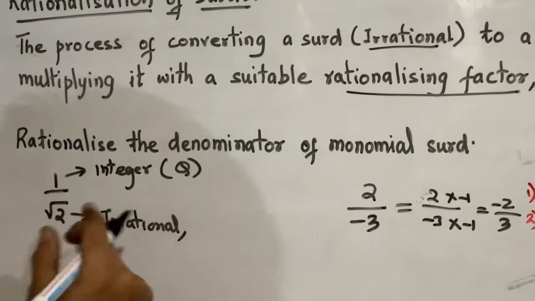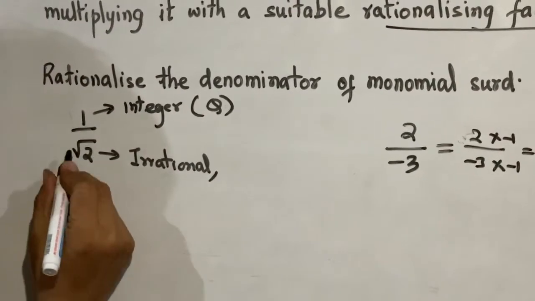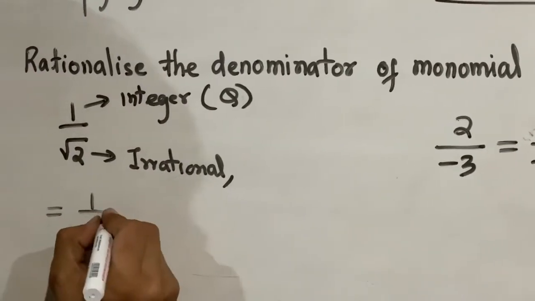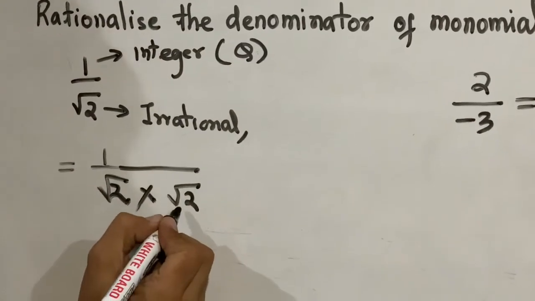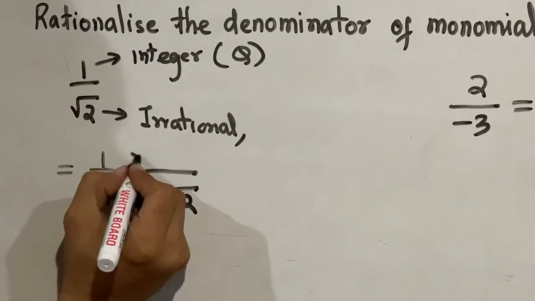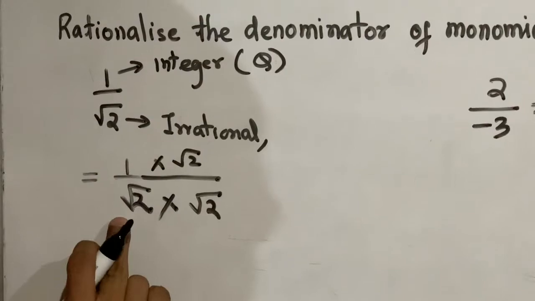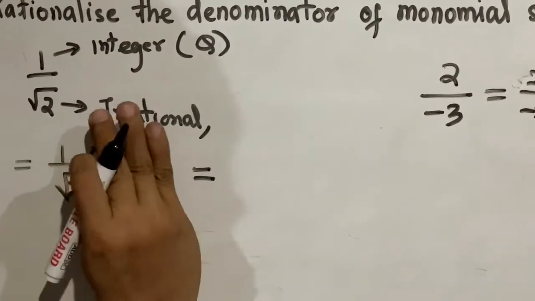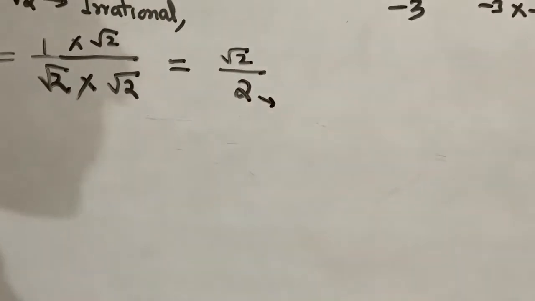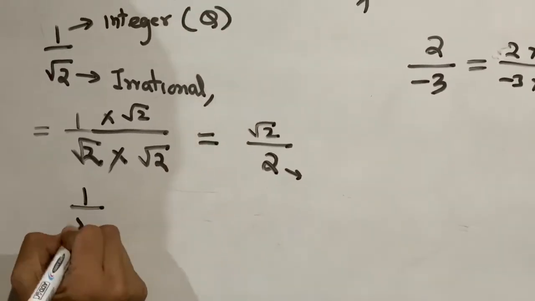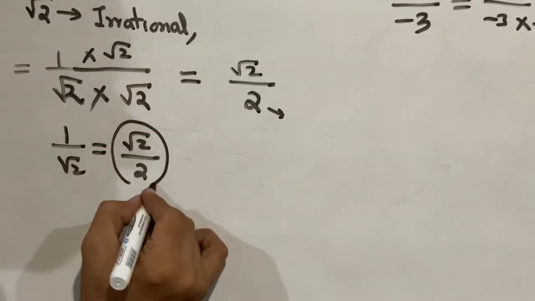For 1 upon root 2, the denominator is not rational, so we find the rationalizing factor, which is root 2. We multiply the numerator and the denominator by root 2. Root 2 times root 2 is 2, which is rational. So 1 upon root 2 is equivalent to root 2 upon 2, and the denominator is now a rational number.